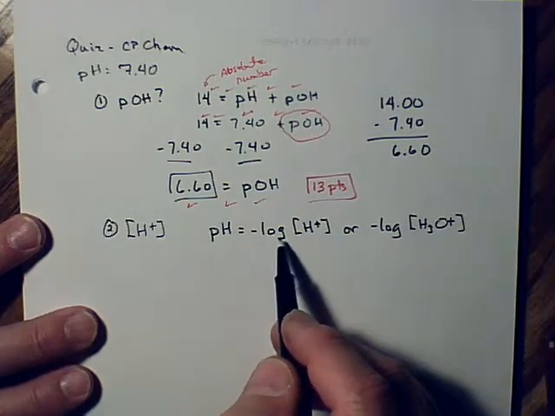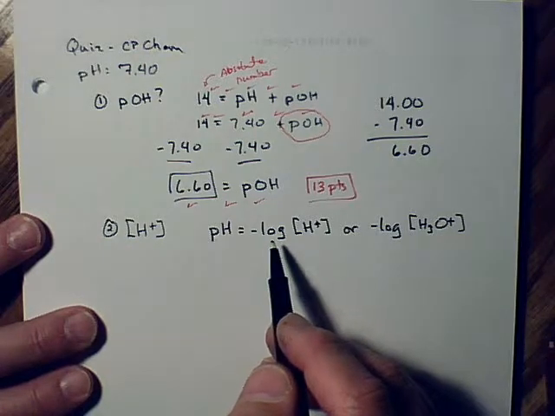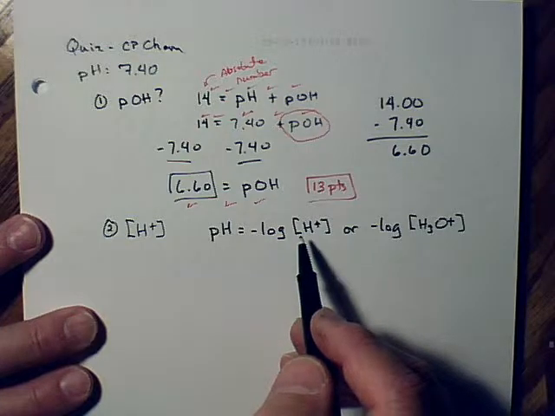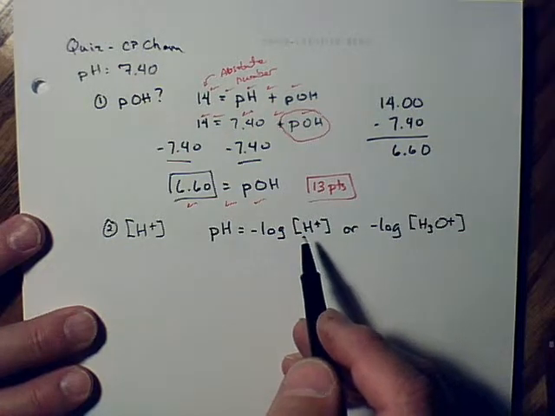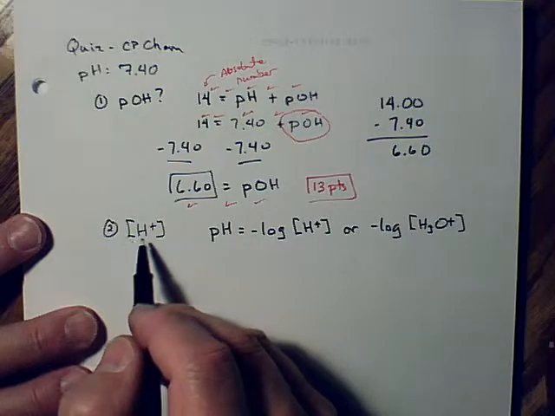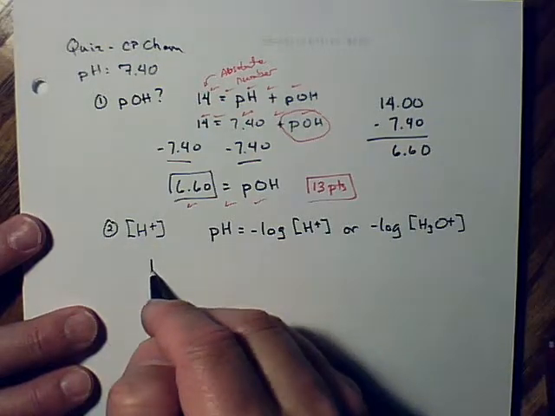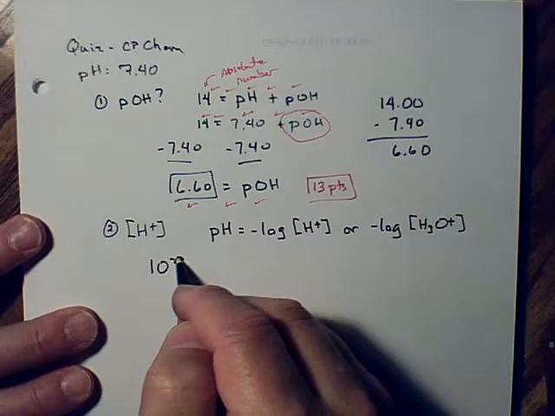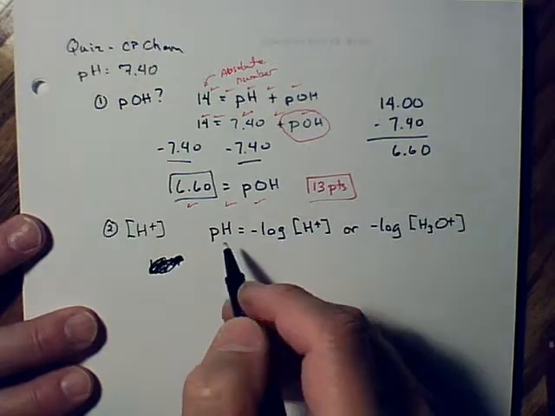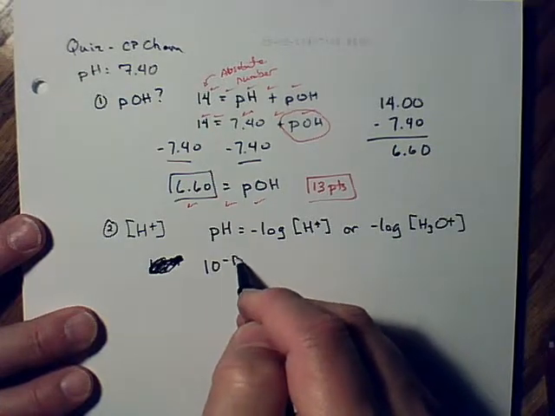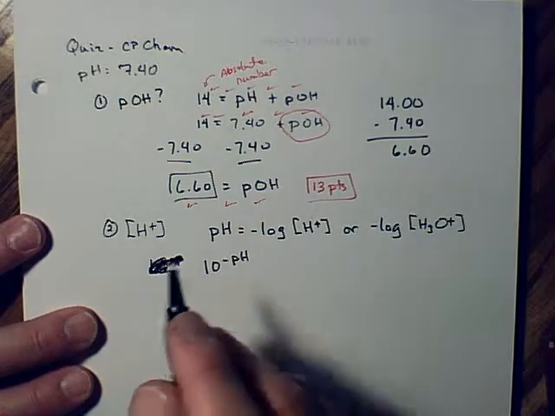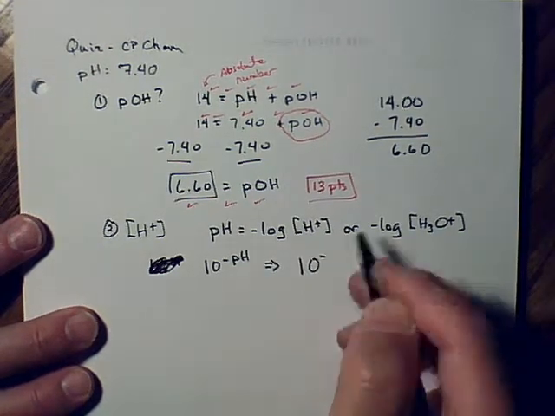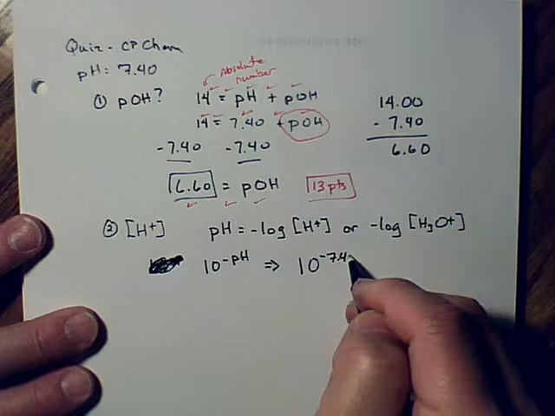Since these are all logarithms base 10, and logarithms are exponents, then to undo a logarithm, you simply put it on the 10 in the exponent position. So to find this value then, we're going to take 10 to the negative pH. So we're simply going to plug in the value we need, 10 to the negative 7.40.